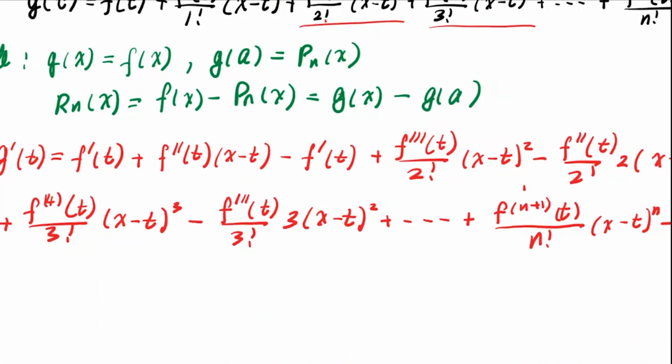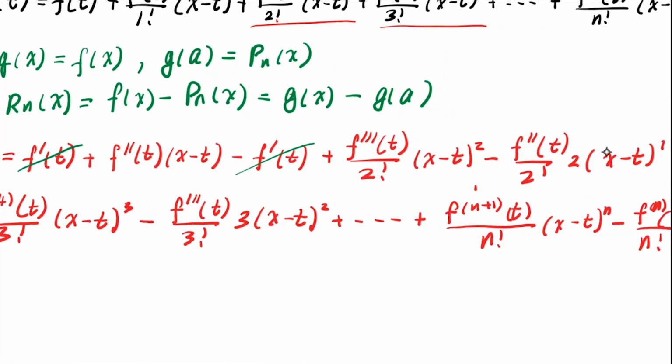Here, this cancels this, right? So far, so good. Do you see they are opposite terms? Okay, let's see this term right here. This 2 cancels that 2. Then what we have left is f double prime t times x minus t, which is exactly the same thing as this with a minus sign. So this whole thing cancels that whole thing now, right?